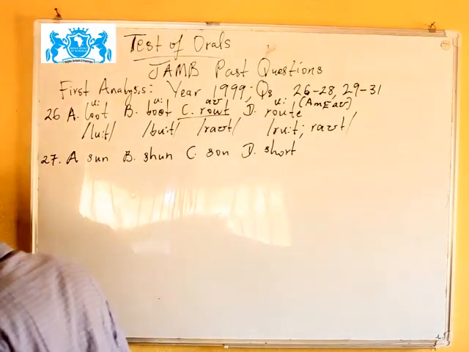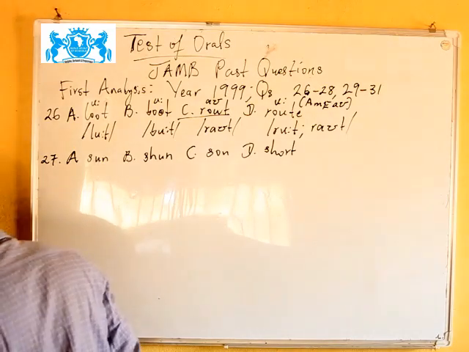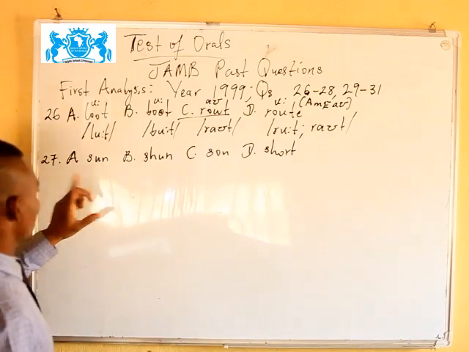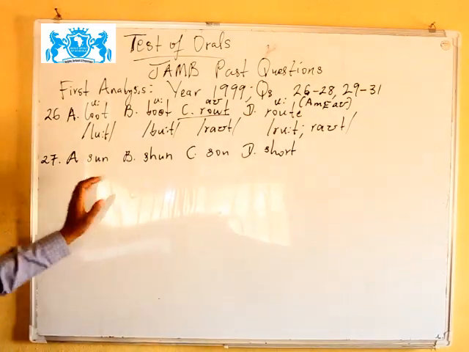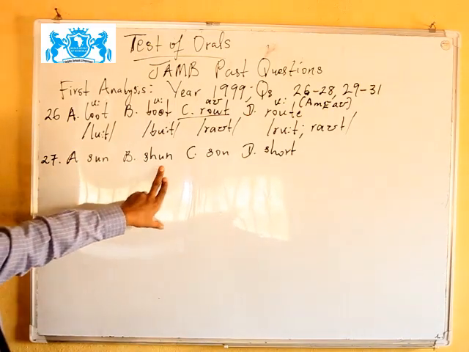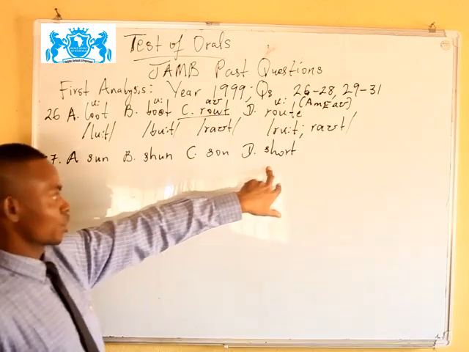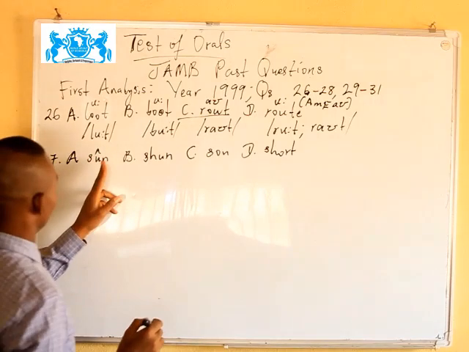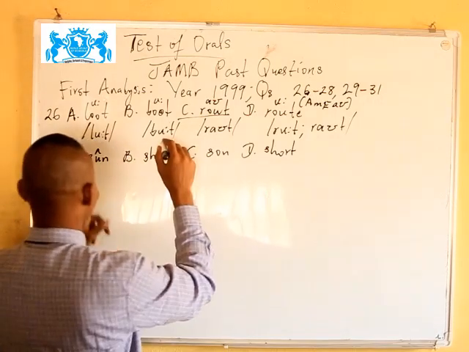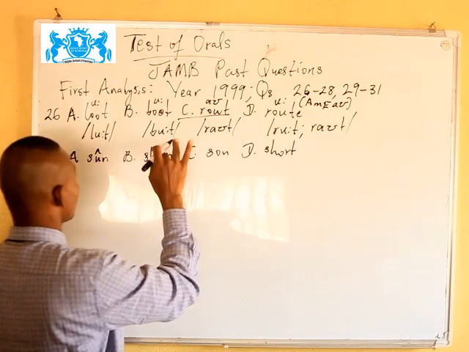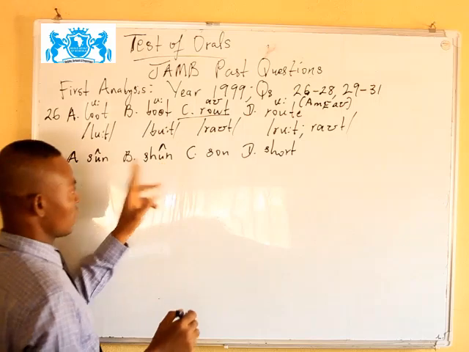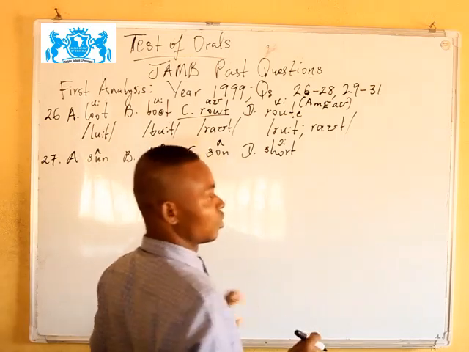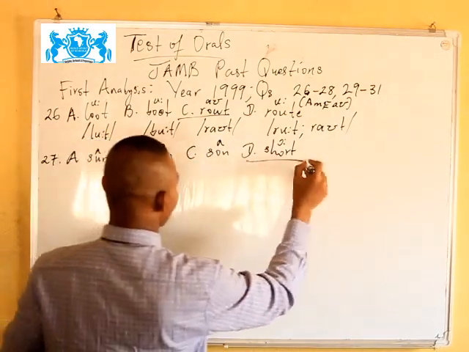And the question still says, choose the word that doesn't have the same vowel sound as the others or as the rest. So if you look at the sound, we have the pronunciations. In A we have sun, here we have shun, here we have son, here we have short. We have the short u sound in the first three, and a long or sound in short. The answer then becomes D.